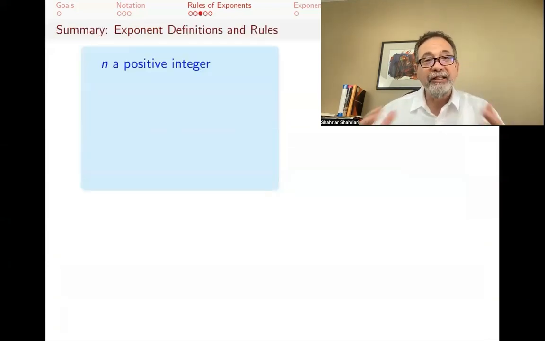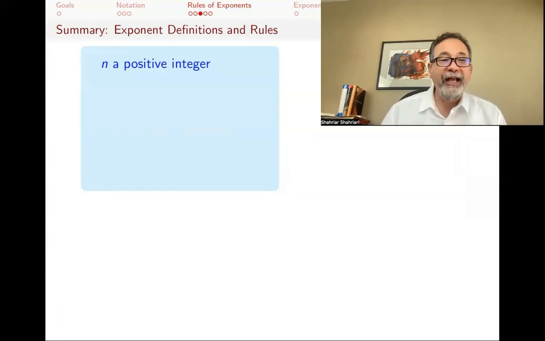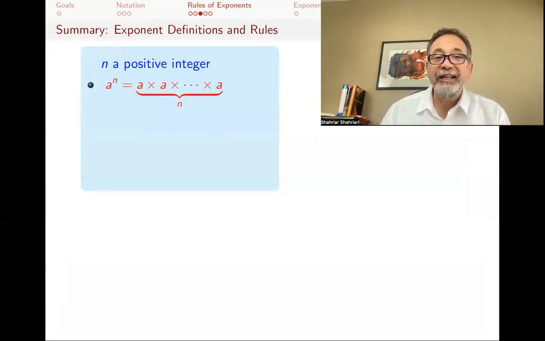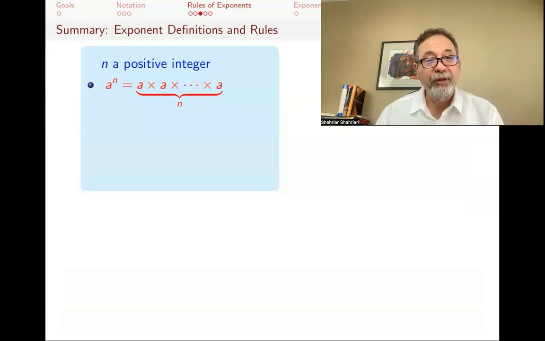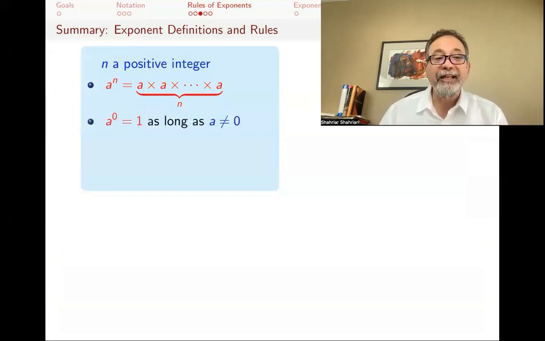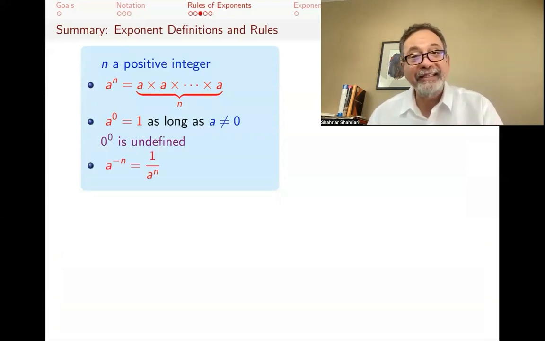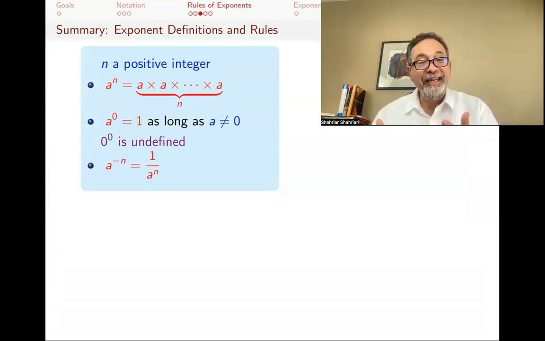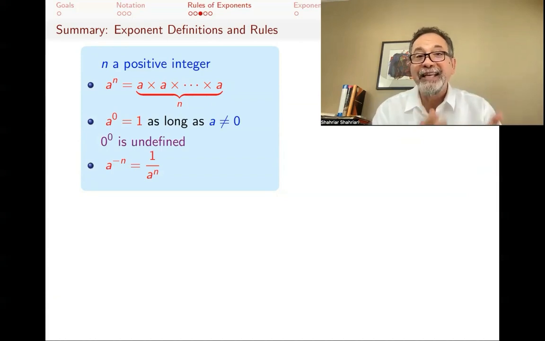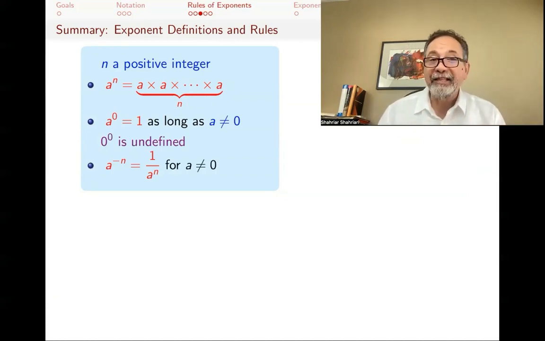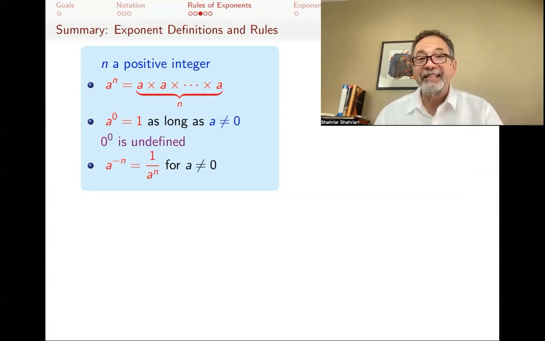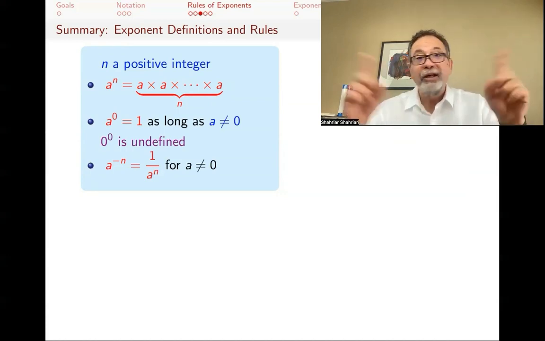You could think of that as another rule: x over y to the a is x to the a over y to the a. I'm going to summarize, and this is basically all you need to know about exponents. If n is a positive integer, then a to the n means a times a times a, n times. I've said this before. A to the 0 is 1 as long as a is not 0. 0 to 0 is not defined. A to the minus n is 1 over a to the n. N is a positive integer, so minus n is negative. That's as long as a is not 0, because if a is 0, then you get a 0 in the denominator, and you don't want that.